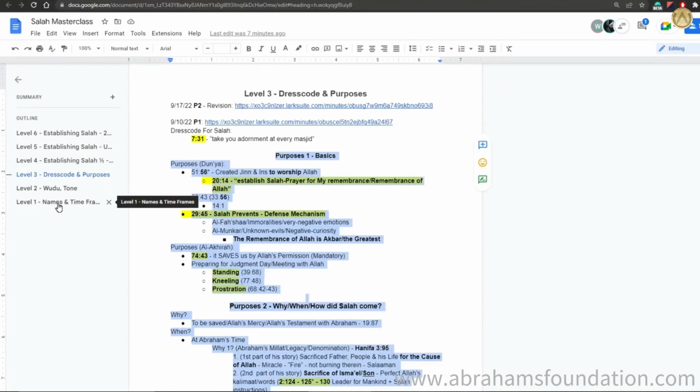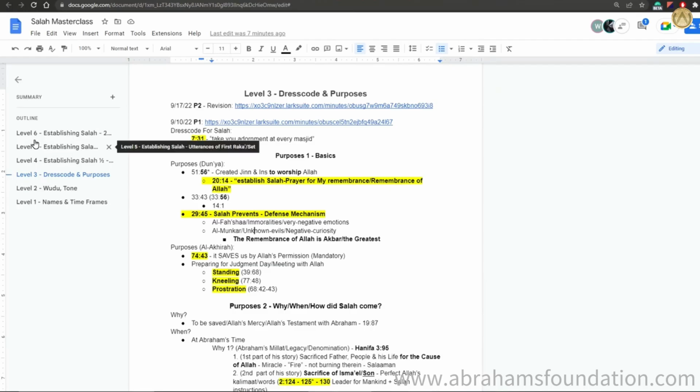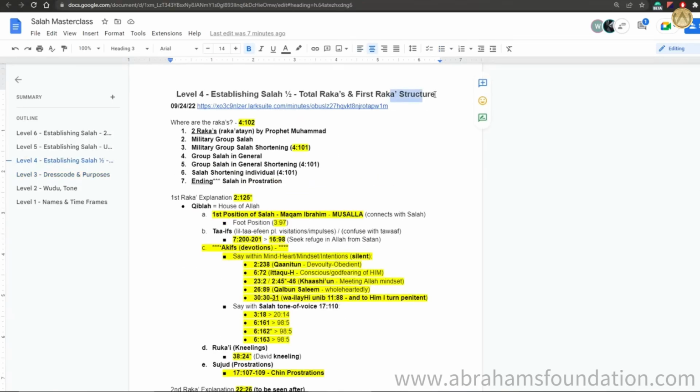So you want to first have it like this: six levels. There's going to be seven, but six. That's easy. I only need to know six things: names, time frames, wudu, tone, dress code, purposes, and here is just the structure of the first rakah. Because this one is just one verse. Total rakah, just one verse. Really easy. But this is where it's really hard here.